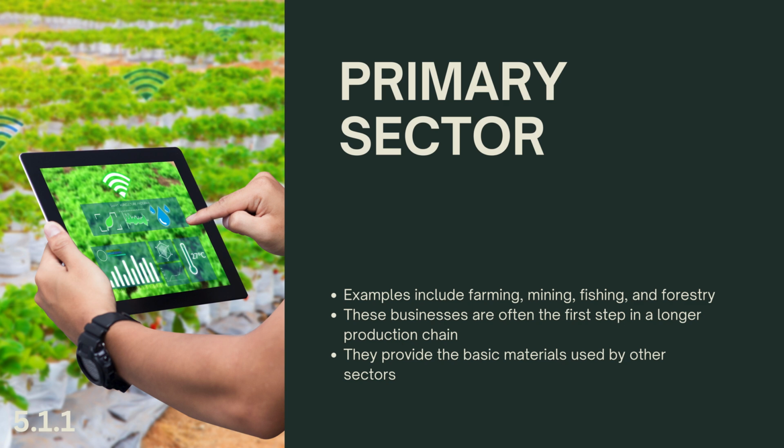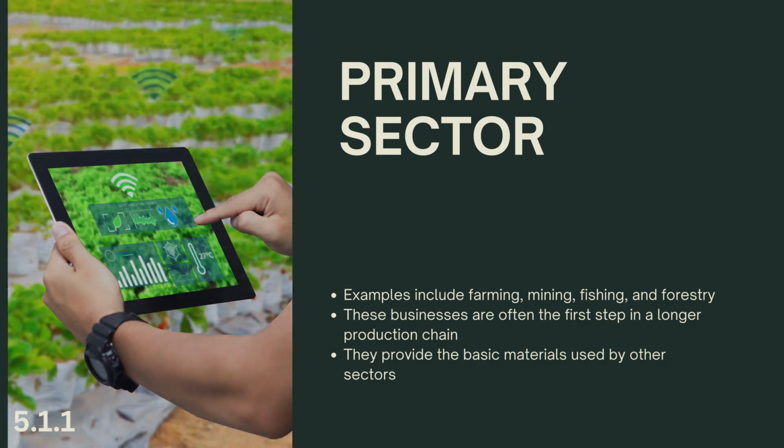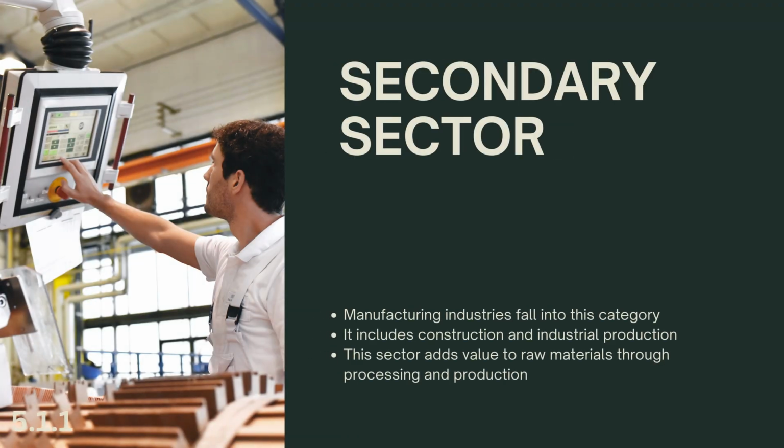These businesses are often the first step in a longer production chain, providing the basic materials used by other sectors. While this sector was once the largest in many economies, it typically employs a smaller percentage of the workforce in developed countries today. Next, we have the secondary sector. This sector takes the raw materials from the primary sector and transforms them into finished products.